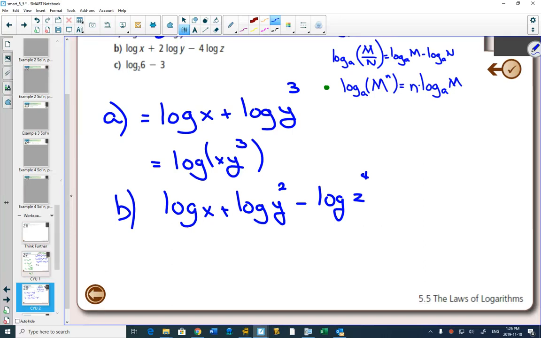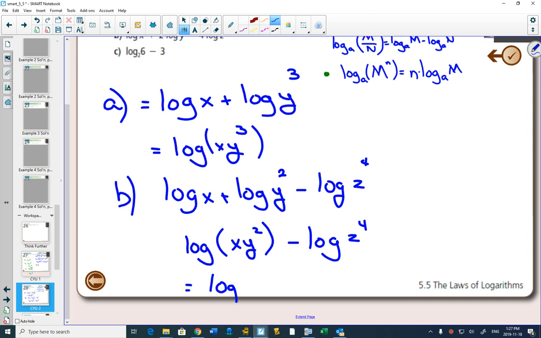Now, we've got a log plus a log minus a log. So we could do this slowly. For the first one, I'll do it slowly, and then I'm going to show you a way to do it much faster. First of all, a log plus a log is our first law, so I could put the first two together by multiplying. And I would still have the last one by itself. And now I have a log minus a log. So that is dividing. I have xy squared in my numerator and z to the 4 in my denominator. Once again, we have succeeded in writing it as a single log.